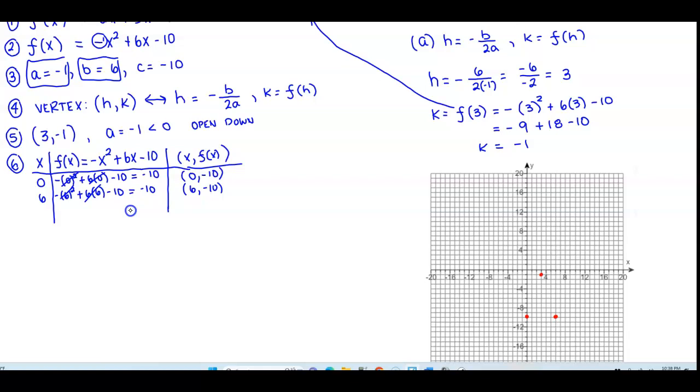So now what we need to do is to be able to graph this function. So we're going to graph this, and you can see here that we have our parabola that is going down. Okay, so again, we have our vertex, which is at 3, negative 1, and just let me move that over just a little bit here. Okay, we have the y-intercept, which is at 0, negative 10, and then we have another value at 6, negative 10. So let's go ahead and then graph that.